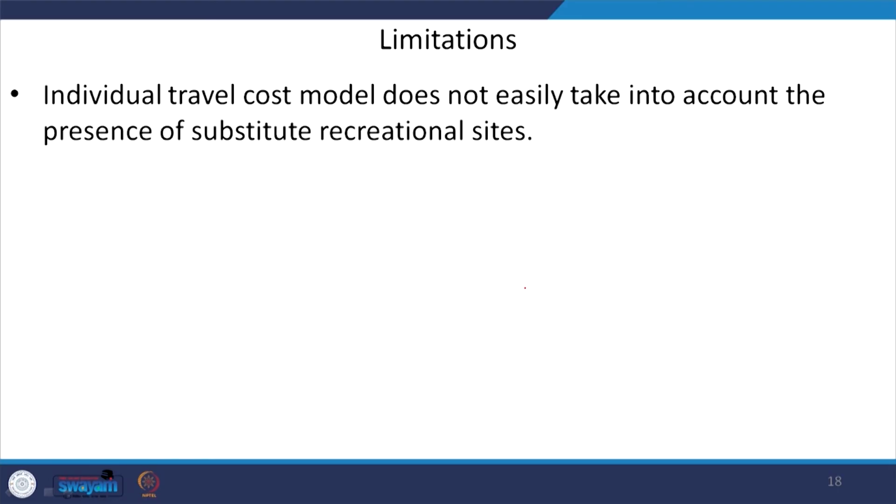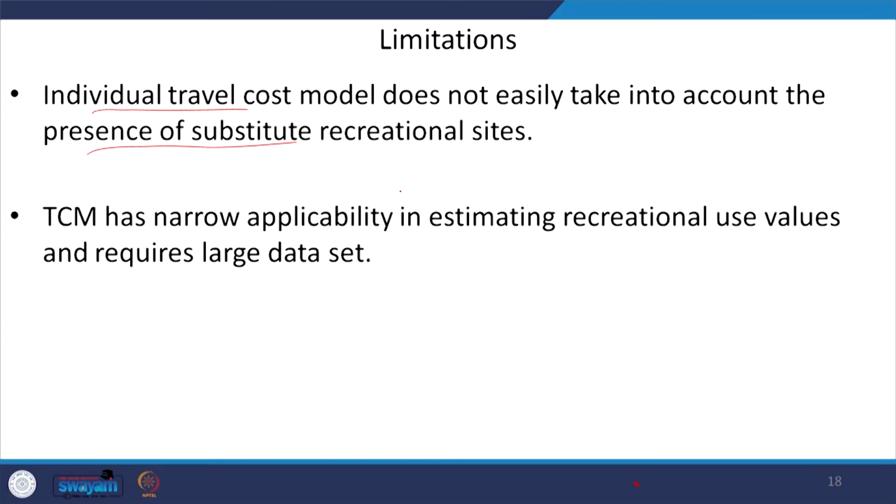This individual travel cost model does not take into account the presence of substitute sites, because we understand that there may be some choices, and in that case the individual travel cost model does not successfully deal with the presence of substitute sites. Moreover, this travel cost model has a narrow applicability because it is only applicable for modeling use values, and moreover it requires a large data set.